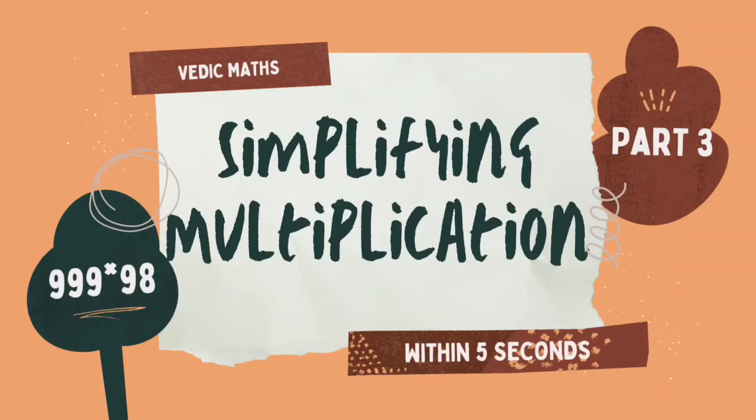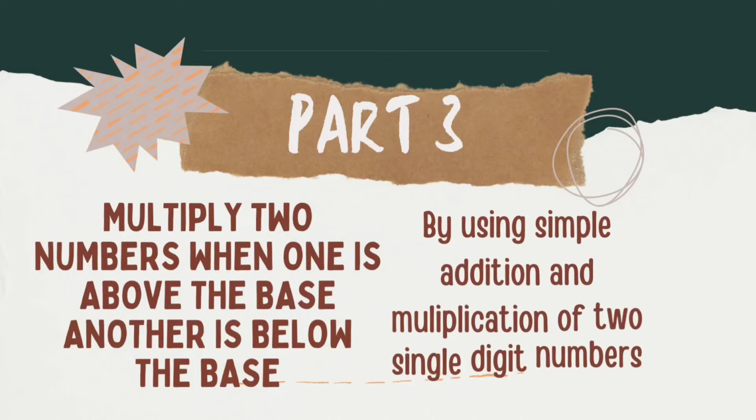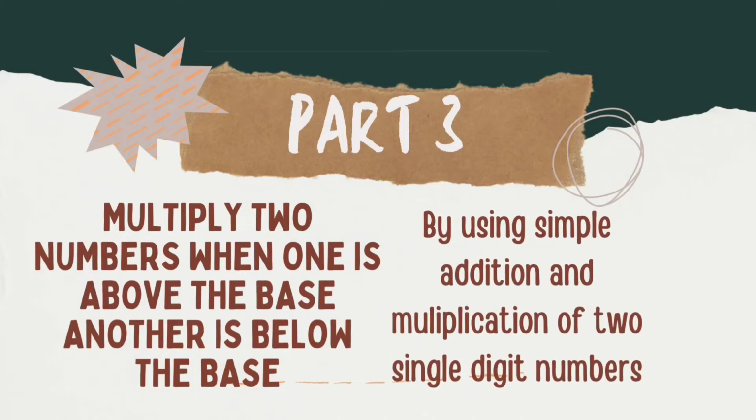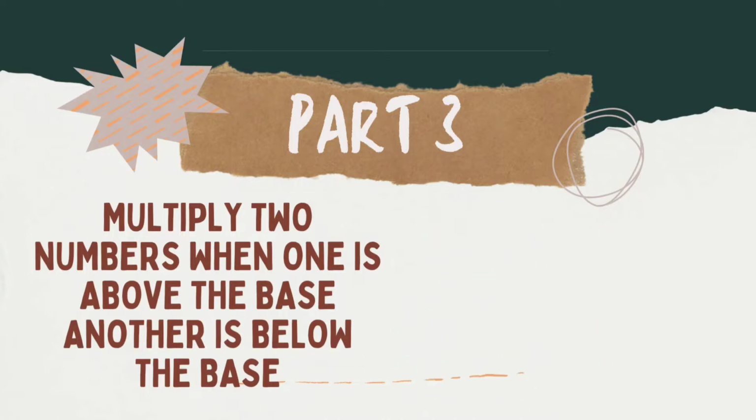In the third part of the video on Vedic Maths, we will learn how to multiply numbers when one is above the base and another is below the given base. For that, we will use simple addition and simple multiplication of two single digit numbers. If you have not seen my previous videos, I recommend you see them first.